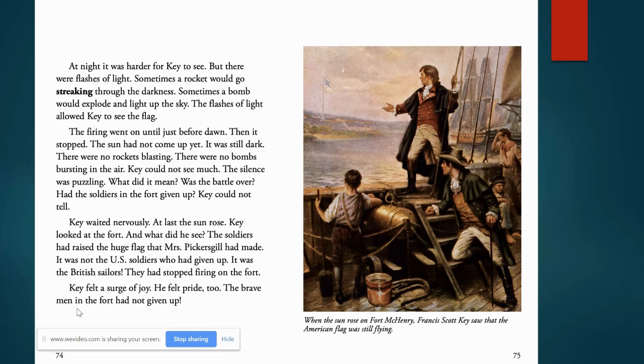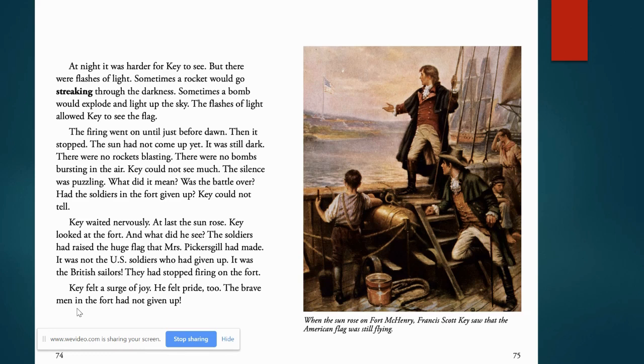Then it stopped. The sun had not come up yet. It was still dark. There were no rockets blasting. There were no bombs bursting in the air. Key could not see much. The silence was puzzling. What did it mean? Was the battle over? Had the soldiers in the fort given up? Key could not tell. Key waited nervously.